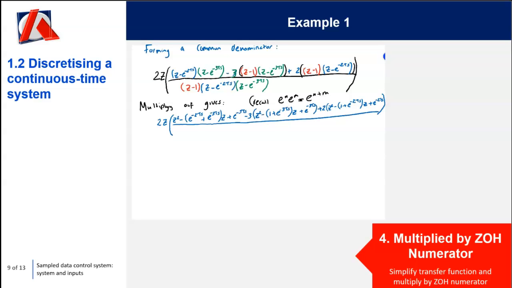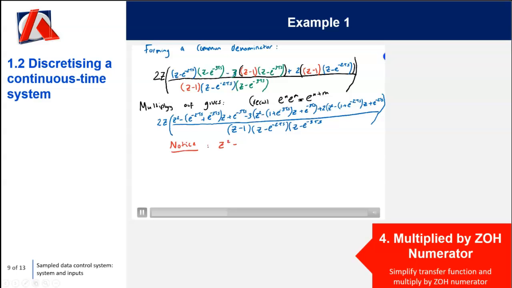And then the denominator is as it was before. So we'll just write that out as it was before. Okay, what you should notice is that you've got this 3z squared, minus 3z squared, sorry, and plus 2z squared. So that's just something you should always notice, that the z squareds cancel.